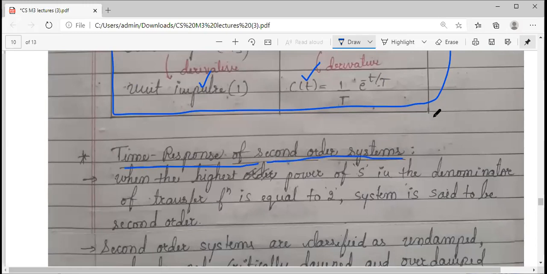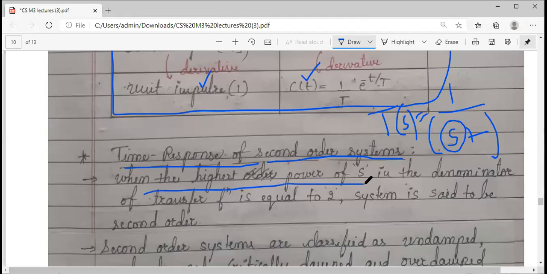First order system means the transfer function equation has a numerator and a denominator. In the denominator, you will get one polynomial in terms of s, as a variable. If the maximum power of s in the denominator is equal to 1, then we call it a first order system. Coming to second order systems, when the highest power of s in the denominator of a transfer function is equal to 2, you will get a quadratic kind of equation here, s square kind. Then the system is said to be second order.